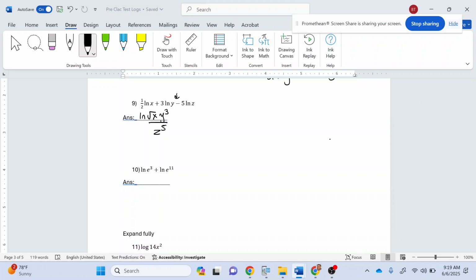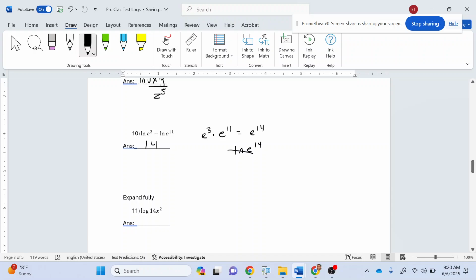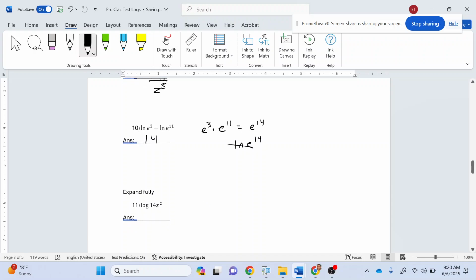For number 10, you're multiplying this. So e to the third times e to the 11 is e to the 14. This is ln e to the 14, but because it's ln e, you could cross it out, and your answer is just 14. So that one, funny enough, reverts back to just straight up adding. But wouldn't the ln e just cancel out twice and get 3 plus 11? Yeah, you could do it like that too, actually.